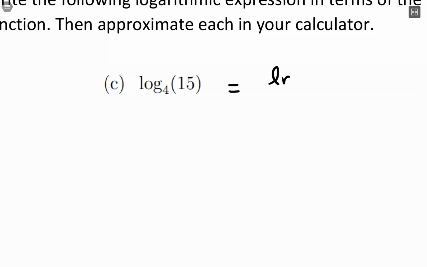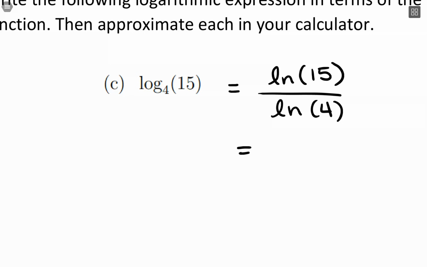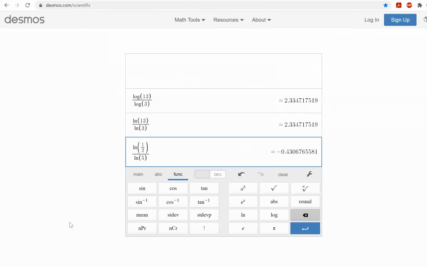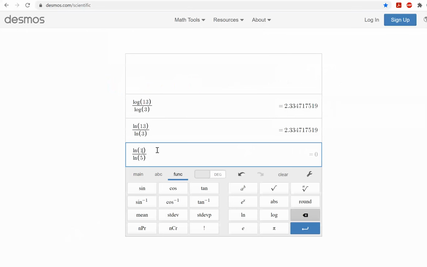So, natural log of 15 over natural log of 4 is what I'll type into the calculator. Natural log of 15 over natural log of 4, and there's my value. That's a little less than 2, so 1.95.